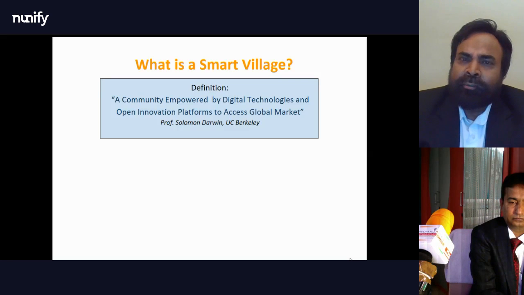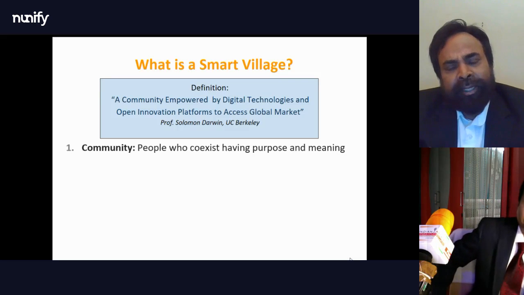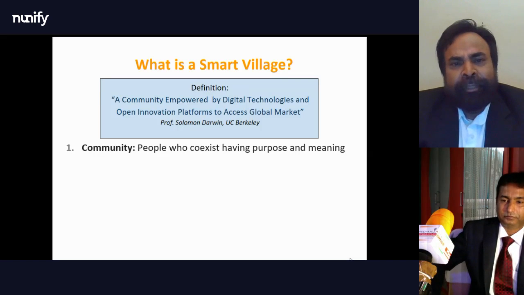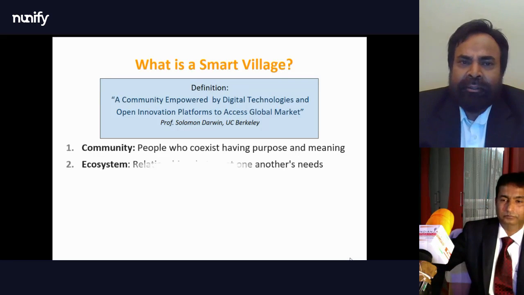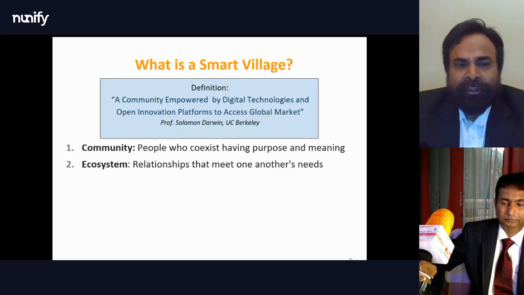We focus sometimes on the wrong things. So I define a smart village as a community. It's people who coexist, having a purpose and meaning. It is an ecosystem, relationships that meet one another's needs. In a village, that happens. I come from a village in India, and I see this all the time. It is the happiest place on earth when I go there. People care for one another, right?